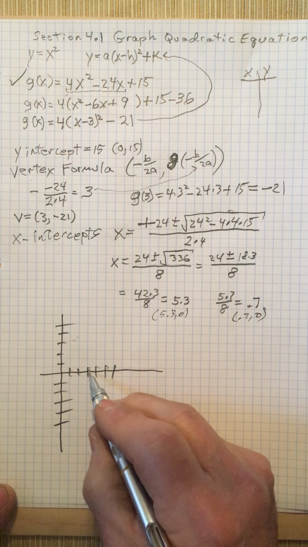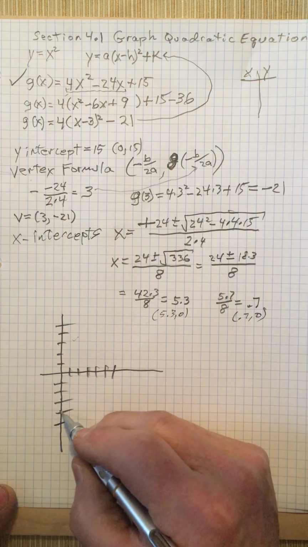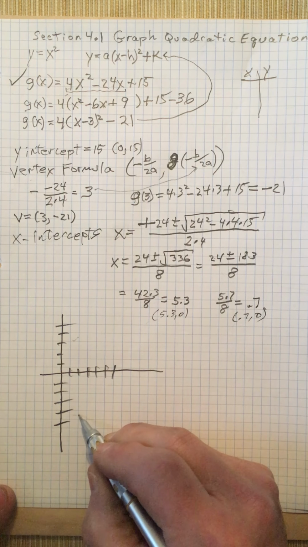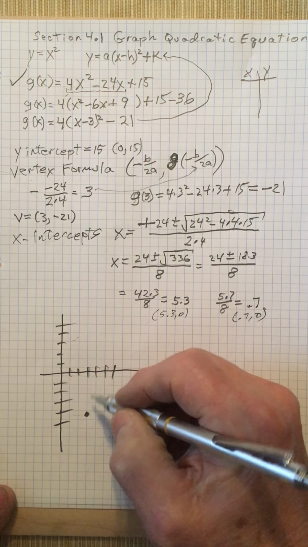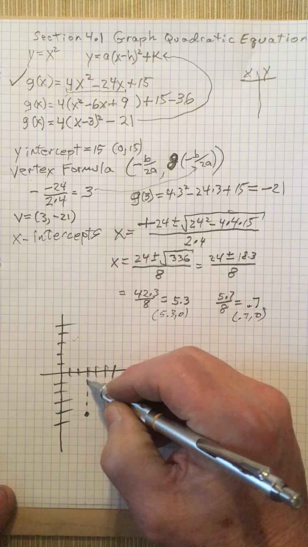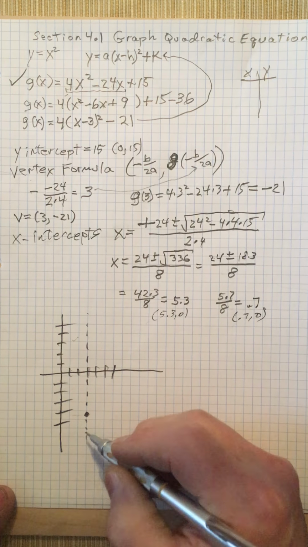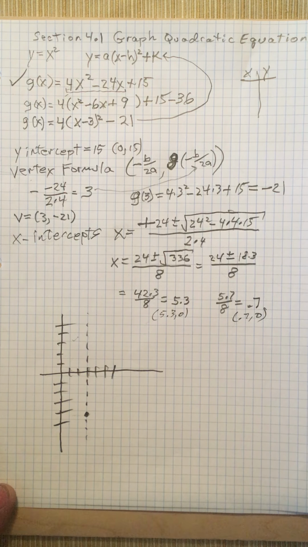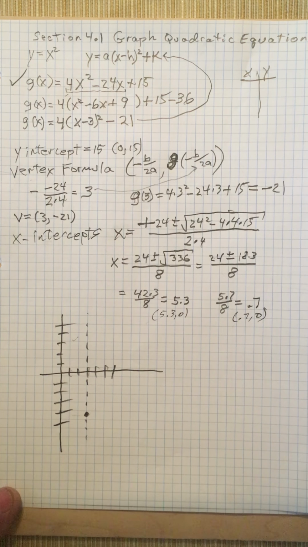Vertex is at x equals 3, y equals minus 21: 5, 10, 15, 20, 21, just a little bit further down, about there. And then, this isn't required, but sometimes it helps to put a dashed line in for the axis of symmetry, just so you can see the curve better, and it kind of helps with the drawing.